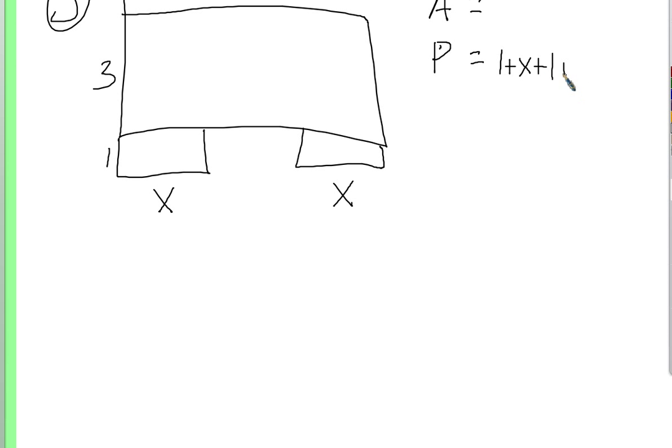Plus, so 1 plus x plus 1 plus, what's this right here? X. Who said x? Why is it x? Because it's the same. What's the same as what? Just because you look at it and it looks the same? Yeah. Well, it's a good place to start, but we are mathematicians. We're going to be absolutely certain that that has to be x, and there's no way that somebody drew this picture really poorly and just made it look like it's x, right?